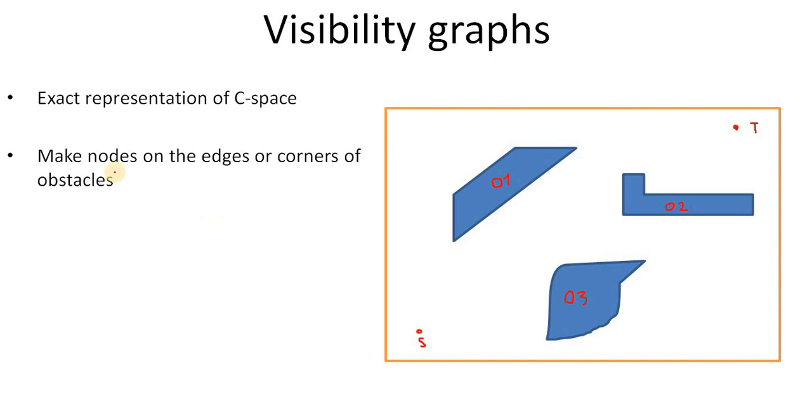So we start with what we do. We make nodes on the edges or corners of the obstacle. So on every corner we make a node here. For example, we look at obstacle boundaries. We have an algorithm that traces the boundaries, and then when we find an obstacle corner, we put a node here. This is node 1, let's say, and then we see there's a corner. We make a node here, and then a node here and here.